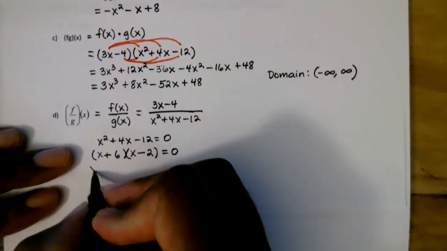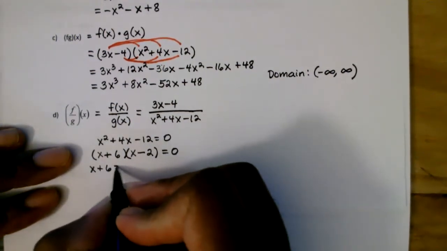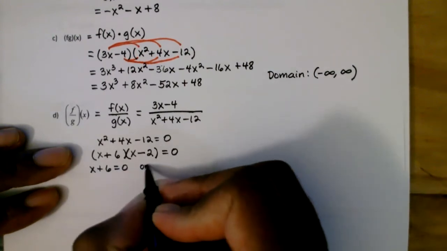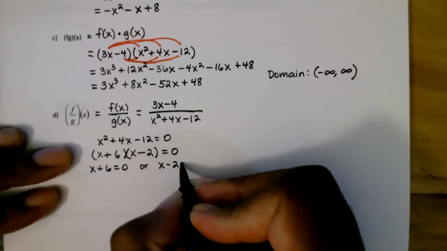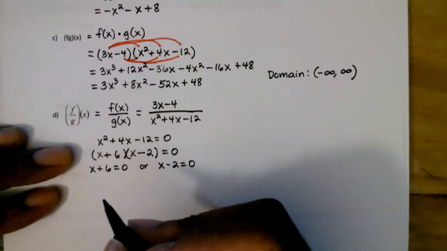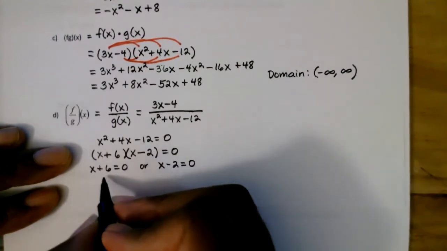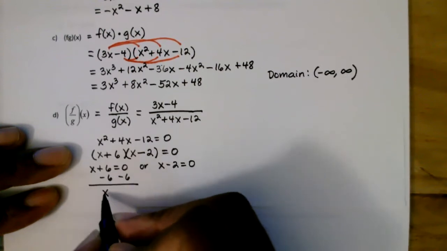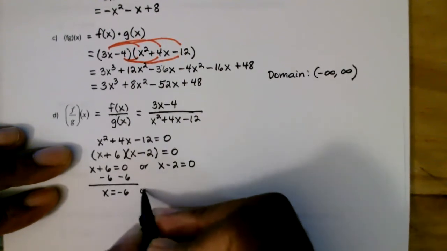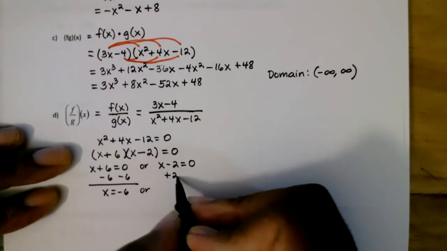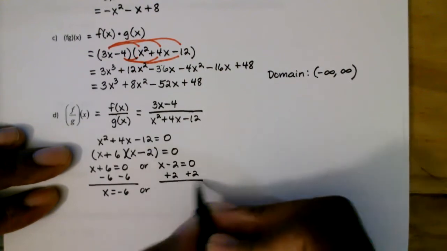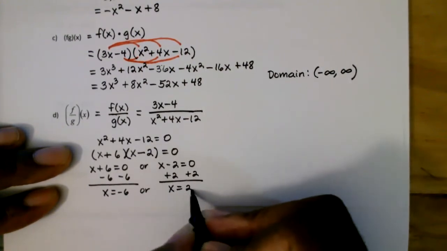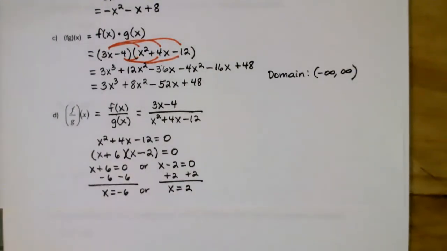And then I set each binomial factor equal to 0. So I have x plus 6 equal to 0 or x minus 2 equal to 0. And then for x plus 6 equal to 0, if I subtract 6, I'll get x equal negative 6. Or for x minus 2 equal to 0, that will mean x is equal to 2. So at negative 6 and at 2, I will get a 0 in that denominator.